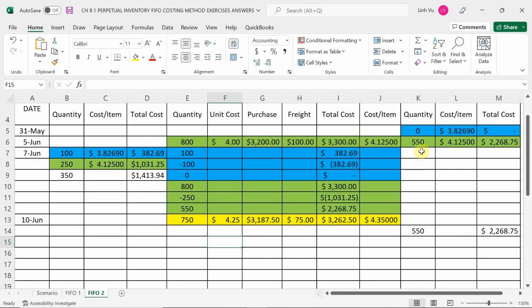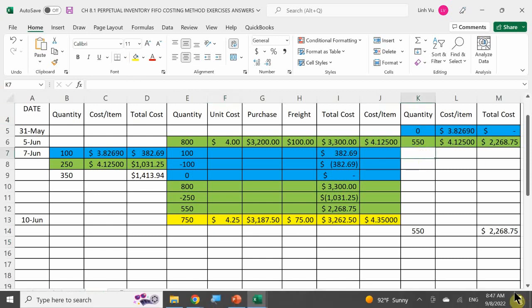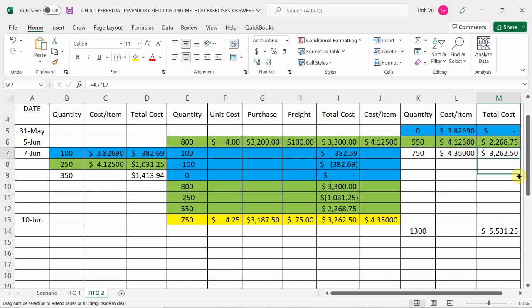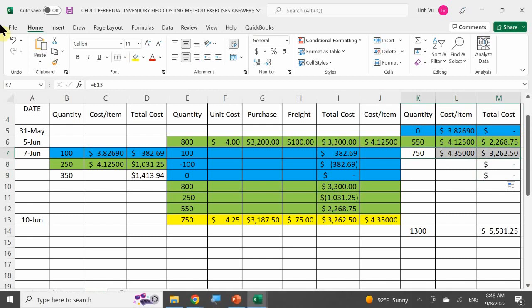Okay, so then in this case, we got 750 at $4.35 each, giving you a grand total of $3,262.50. Okay. So then that's going to add that up. So now I have 1,300 units available to sell.